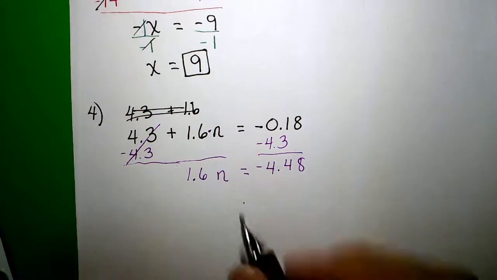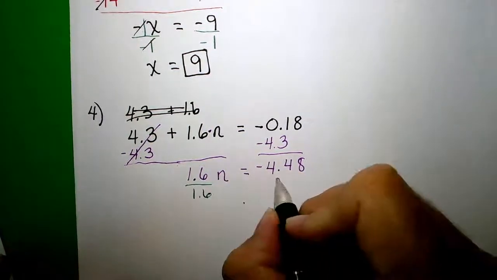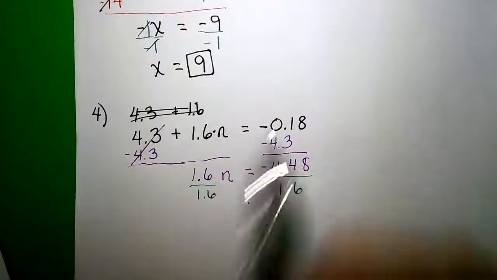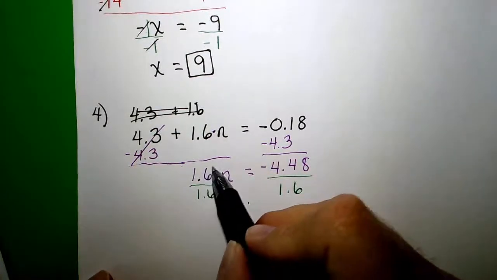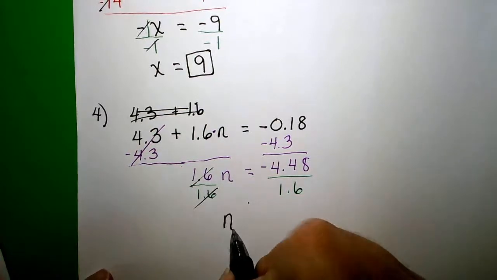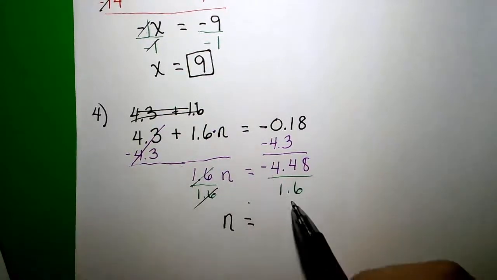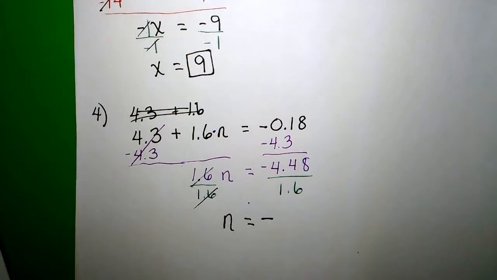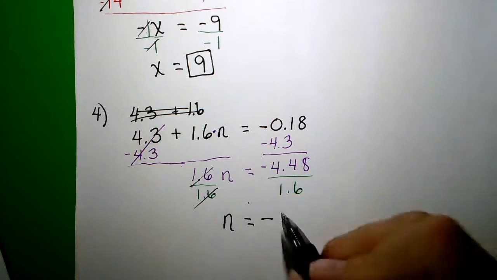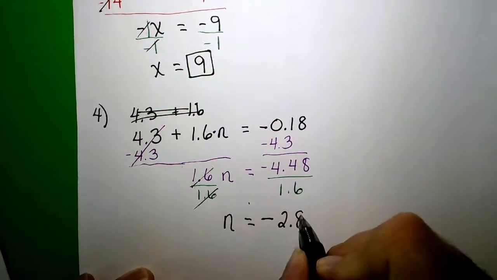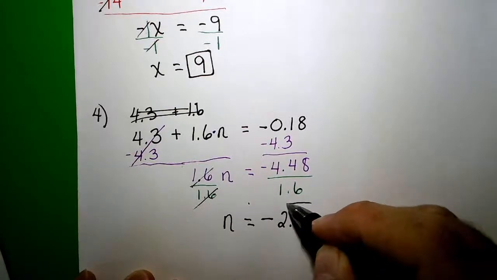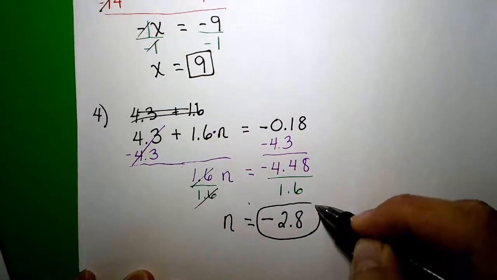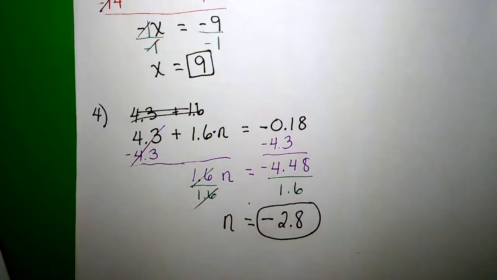To get the n by itself, now's when you divide both sides by 1.6. 1.6 divided by itself is just a 1. So we have n equals negative divided by positive is negative. So just punch into your calculator 4.48 divided by 1.6. We get 2.8. So a negative 2.8. Usually in algebra we prefer fractions, but you'll see sometimes there are decimal numbers.